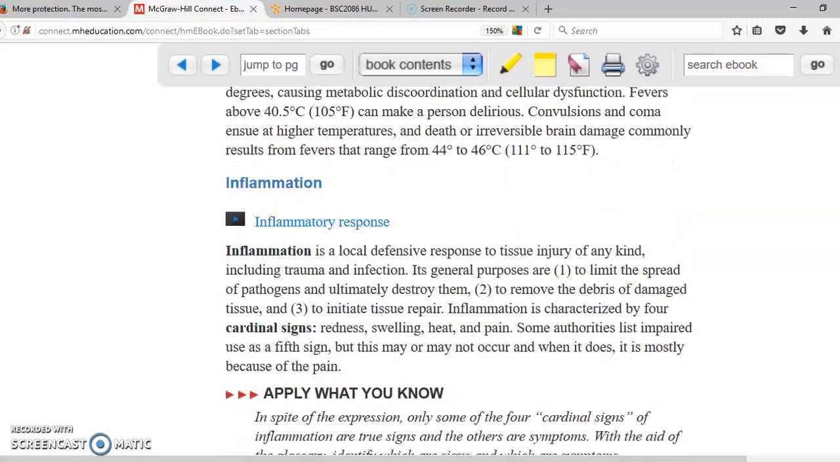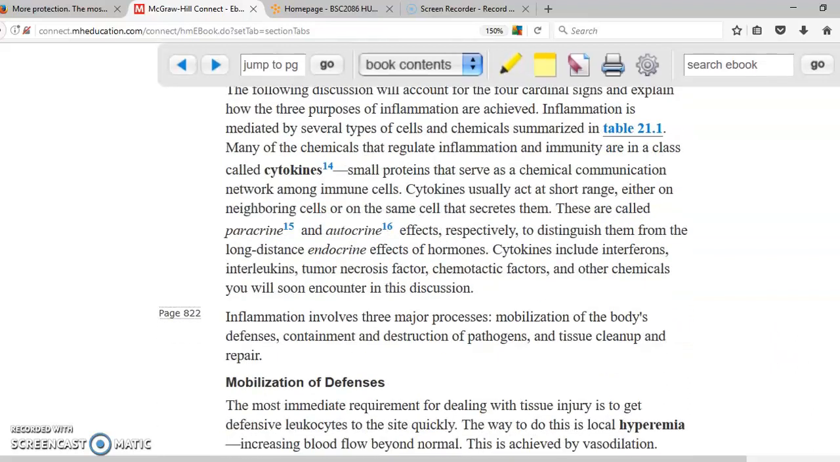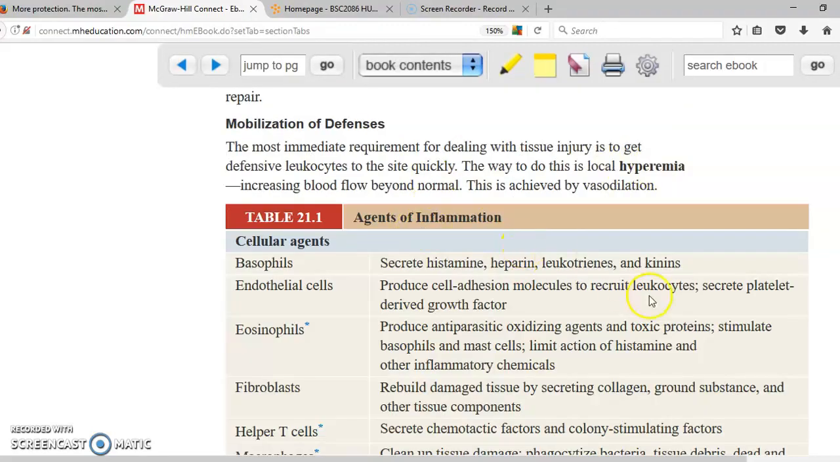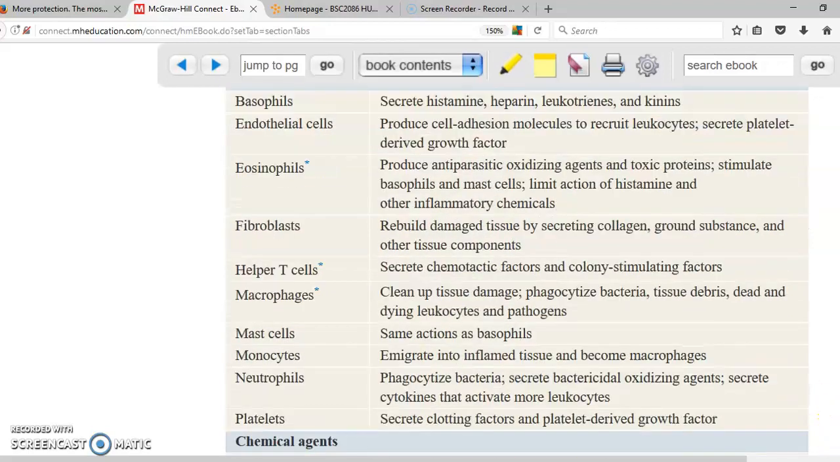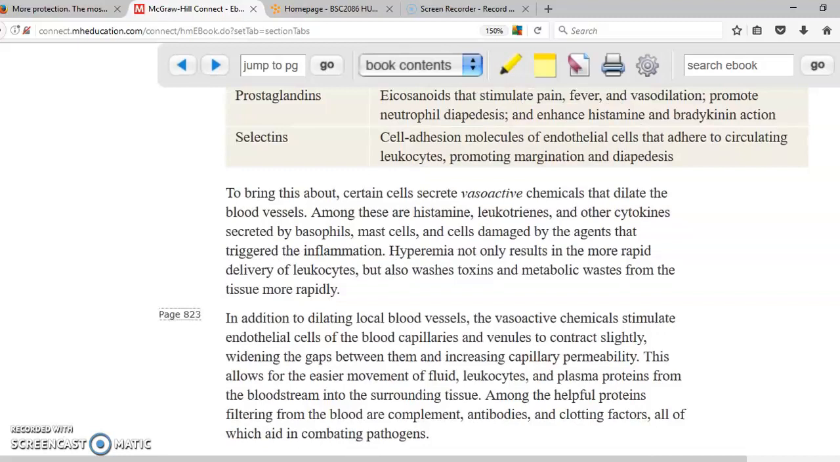We have inflammation, right? It has 4 cardinal signs: redness, swelling, heat, and pain. Obviously, the job of inflammation is to stop the infection by, as you can see here, mobilization of the body's defenses, containment, and destruction of the pathogens. You have a very nice table in here where you have all the agents of inflammation as well as some of the cells and what they are going to produce. When you have hyperemia, what happens is that you're going to have more blood, therefore allowing the white blood cells to reach the areas where you have the infection.